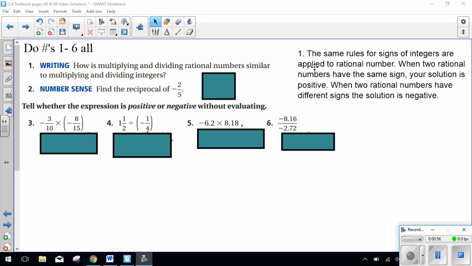Number 2, find the reciprocal of negative 2 over 5. So the reciprocal means to turn the numerator and denominator around. So we're looking at negative 5 over 2.